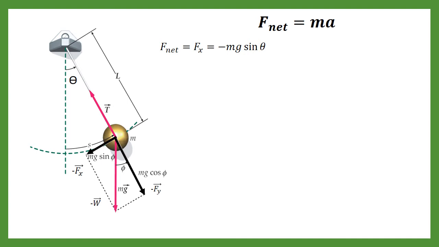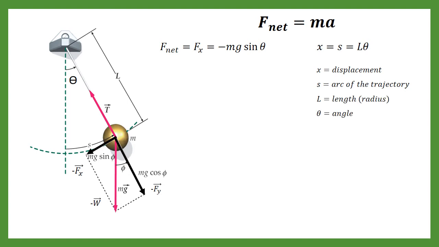On the other hand, we can take the value of displacement as the arc of the trajectory of our pendulum. We know the arc is equal to the radius times the angle, and in this case the radius is equal to the length of our pendulum. Then we can remember that acceleration is the second derivative of the displacement. We change the derivative in terms of the arc and then in terms of the angle. In this part, L is a constant.